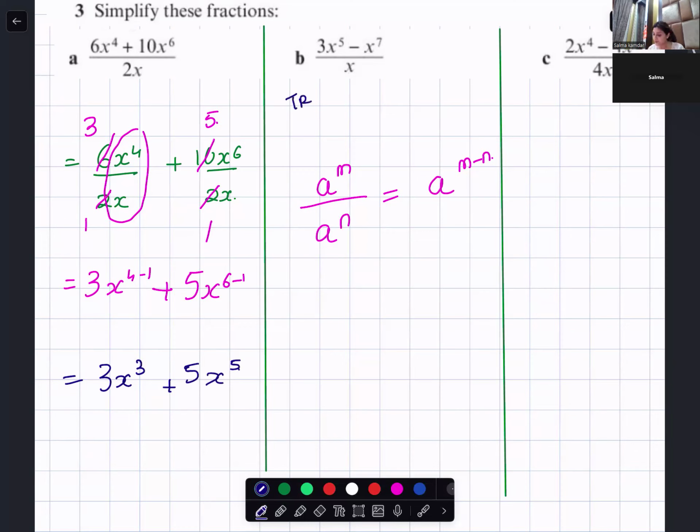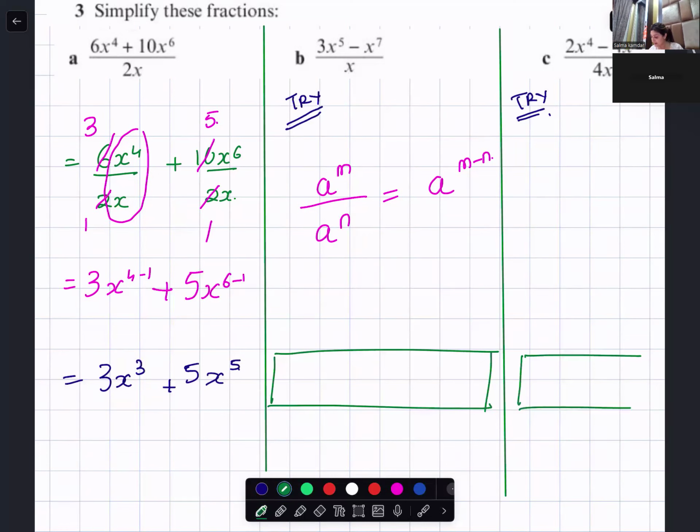Similarly, I want you to try B and C, and it would come at this answer that I'm writing over here. It's very easy. This would come up to 3x4 minus x6, and this would be x cubed over 2 minus x. Pause the video and try it. I would solve the C one for you.